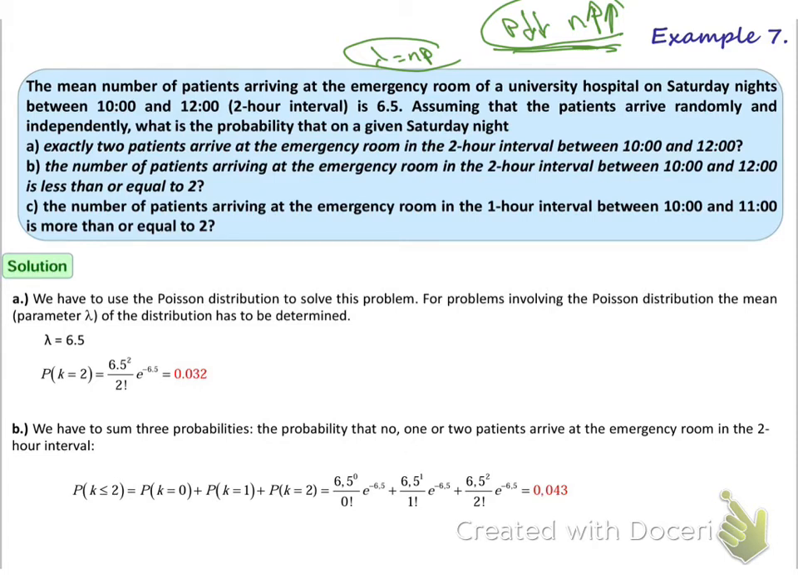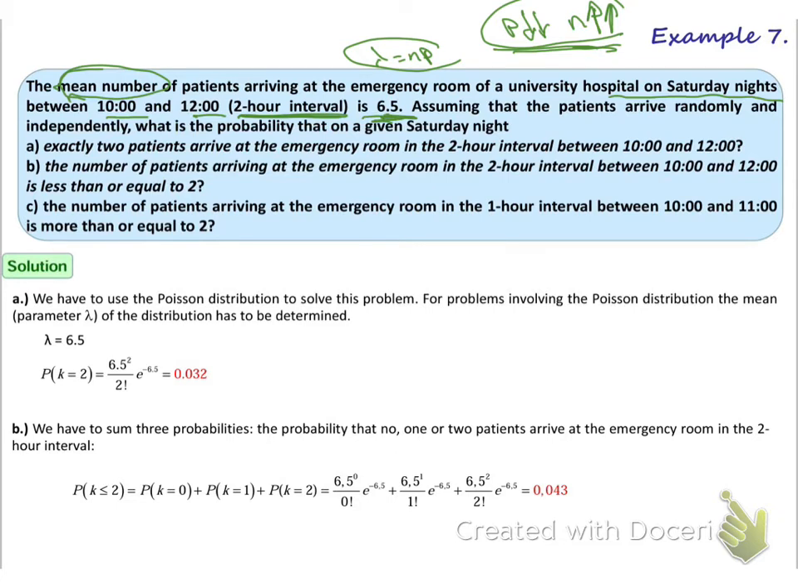or you have an interval. This problem is about an interval. He said here that the mean number of patients arriving at the emergency room at the university hospital on Saturday nights between 10 and 12, a 2 hour interval. So he gave me a time interval, so it is a Poisson problem. It is 6.5. This is the mean number, it is not the number. We don't have people in half or quarter. A number of people must be a full integer, but the mean could be a fraction, a decimal, anything. So the mean number is 6.5.